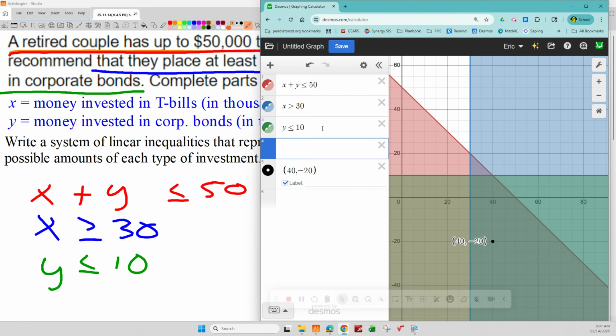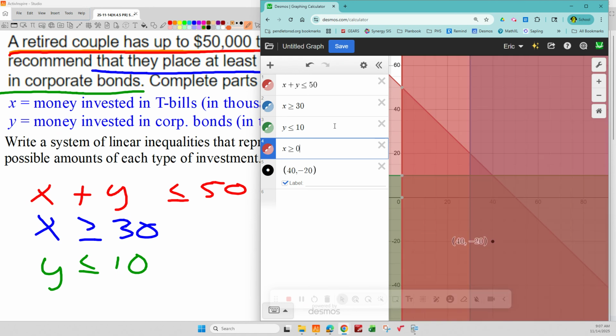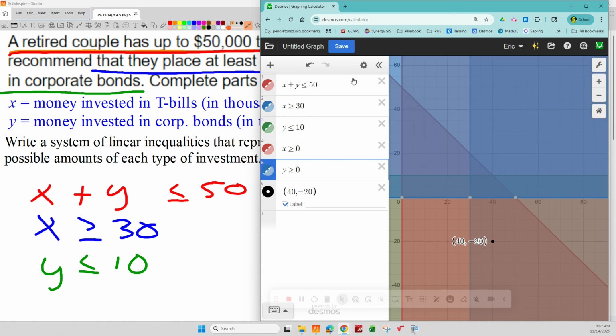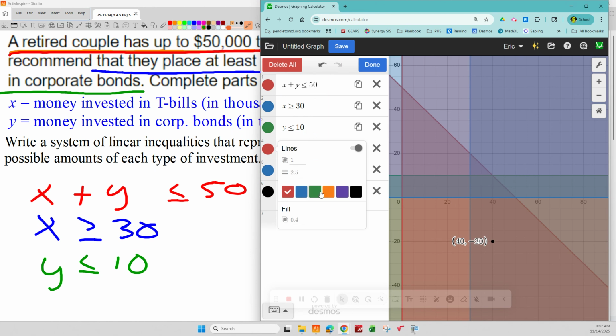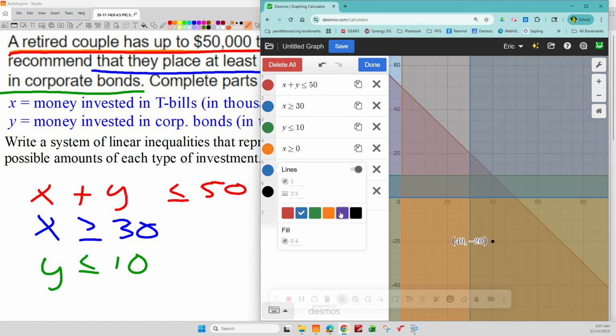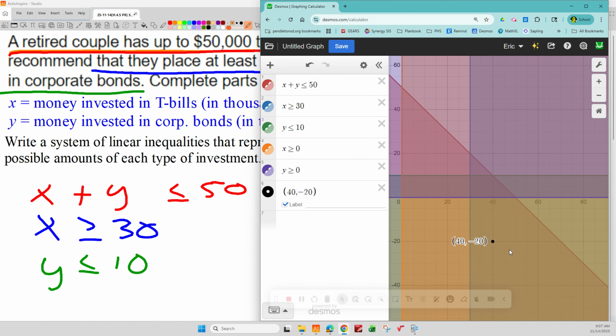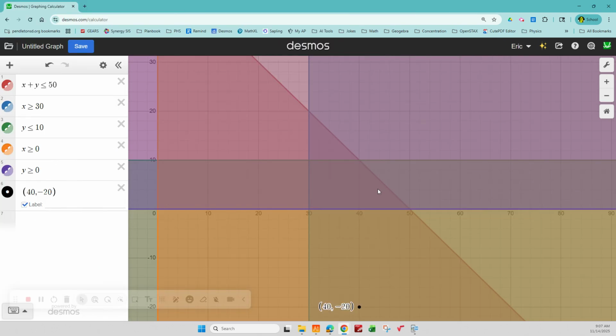Yeah, you can't invest a negative amount, right? So we really would also want to include x is greater than or equal to 0, and y is greater than or equal to 0. And I probably need new colors on those, don't I? Let's go orange and purple. There we go. And so now it gets pretty muddled up, but you can see that now that's the region that contains all our solutions. That little trapezoid down there at the bottom. Okay, everybody see that? Okay.